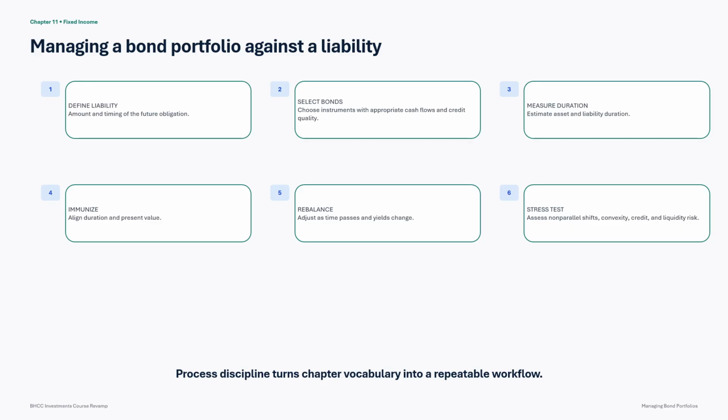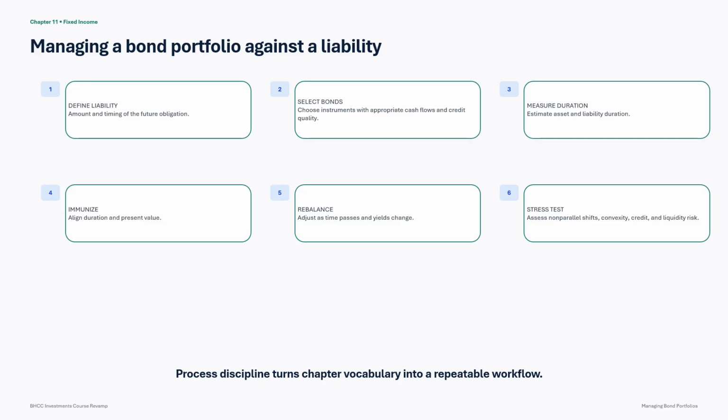Choose securities with cash flows, credit quality, liquidity, tax treatment, and optionality consistent with the job. A high-yield bond may offer attractive income, but it is a poor match for a non-negotiable liability if default risk can prevent the cash flow from arriving. A callable bond may also be unreliable if the issuer can remove the bond when rates fall.